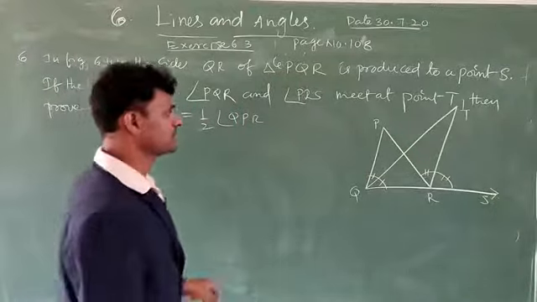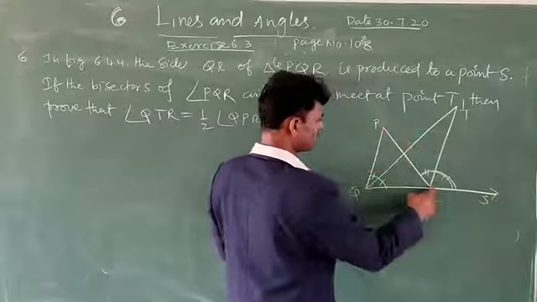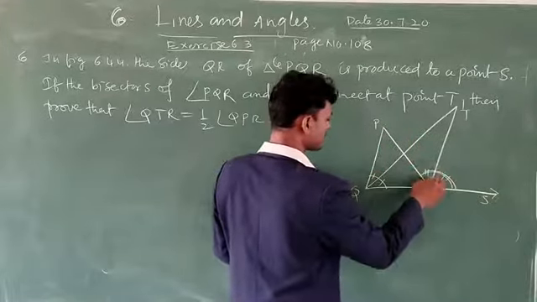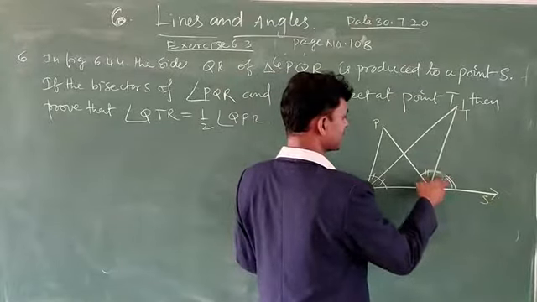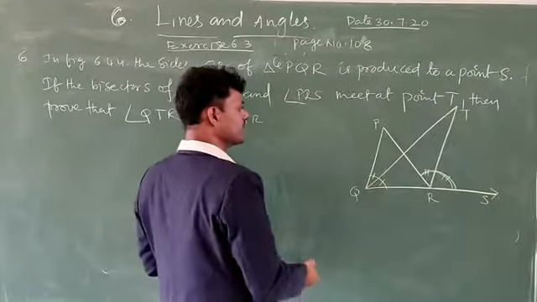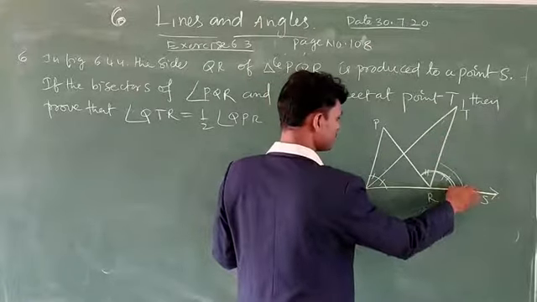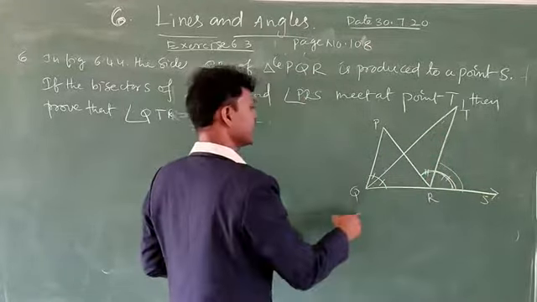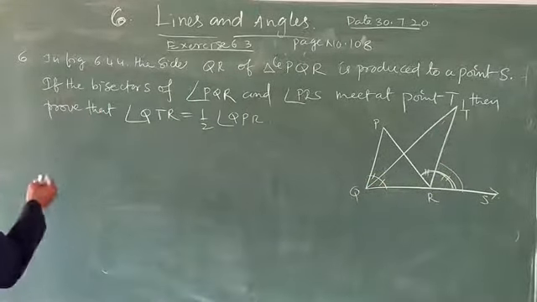See here, this is the exterior angle of this triangle PQR. The exterior angle is equal to the sum of these two angles, and this is also the bisector of this angle. Again you have to take this triangle. This is the exterior angle of this triangle. Then the sum of these two angles is equal to the exterior angle. Very easy.